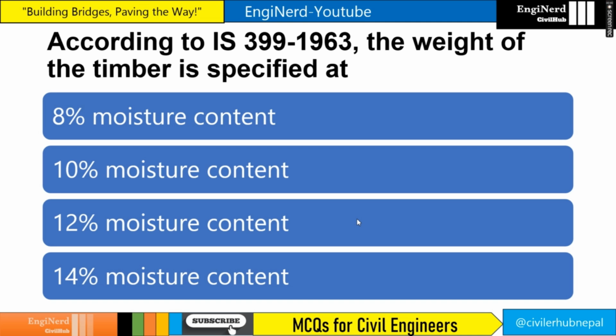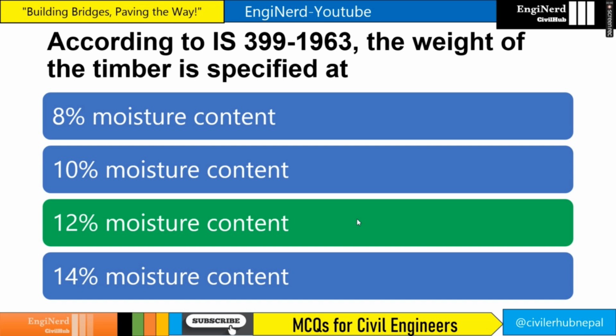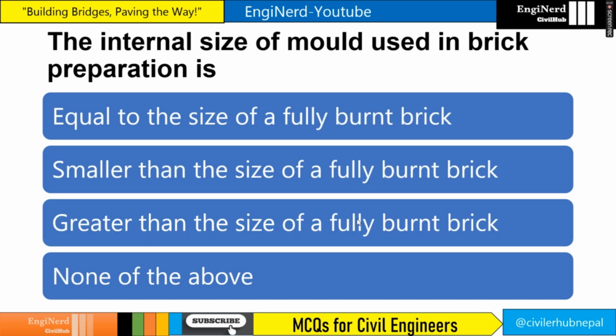Next, according to IS 399/1963, the weight of timber is specified at. If you see here, this is a question from Agor. Average weight and range of weight at 12% moisture content. These are given at 12%. So our answer will be 12%. And what you need to remember is the unit weight of sal is 800 kg per meter cube. So the answer is 12%.